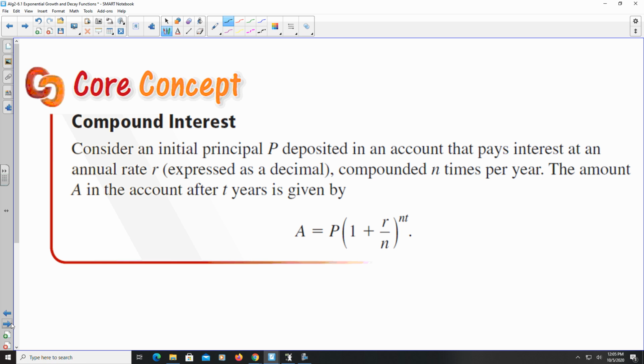Another formula that we'll use in this section is dealing with compound interest. P stands for your principal. It's going to be times 1 plus the rate divided by n. N is the number of times it gets compounded per year. And then it'll be raised to the n times t power, where t stands for time in years.